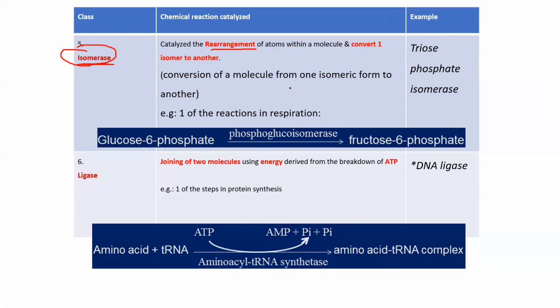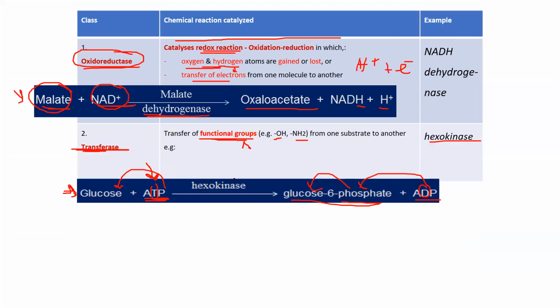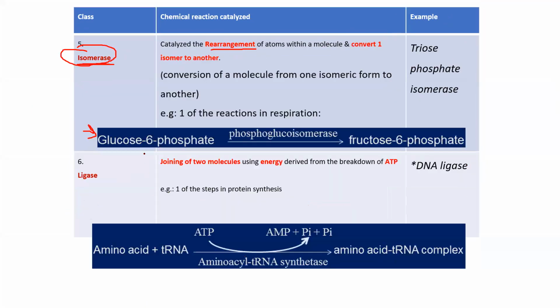So example here is triose phosphate isomerase. So this is the sambungan daripada tindak balas ni. Okay, glucose 6-phosphate. So daripada glucose 6-phosphate dia akan ditukarkan jadi fructose 6-phosphate. As you know, glucose and fructose are isomer of each other. So the function of phosphoglucoisomerase is to convert glucose to fructose. Okay, so glucose 6-phosphate becomes fructose 6-phosphate.